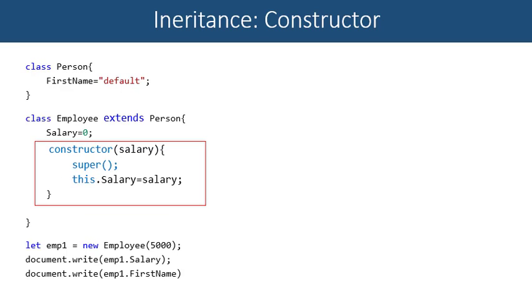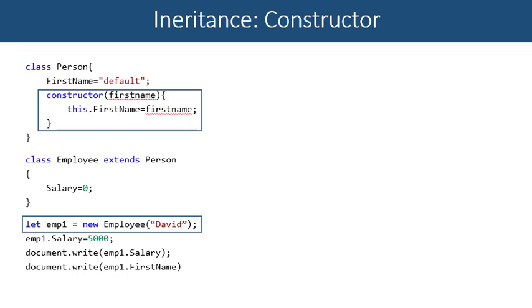If you look here, I have written a constructor in the derived class which accepts salary as a parameter. Here, I have called the super function, which is actually a call to the constructor of the base class. In this case, there is no constructor written in the base class, so no parameters are passed in the super function. When there is no constructor written in a class, it automatically creates one internally.